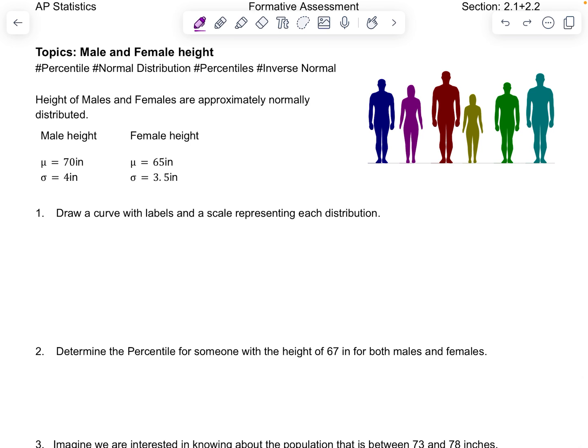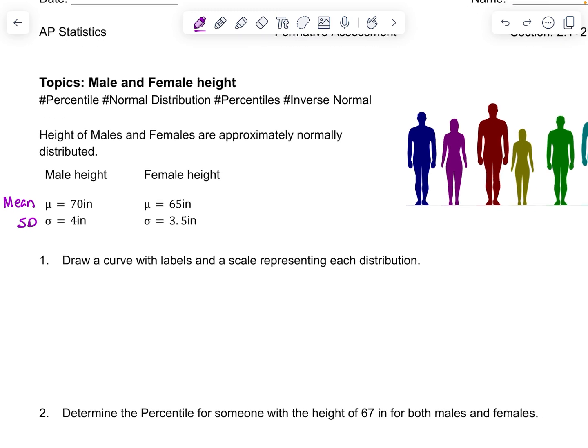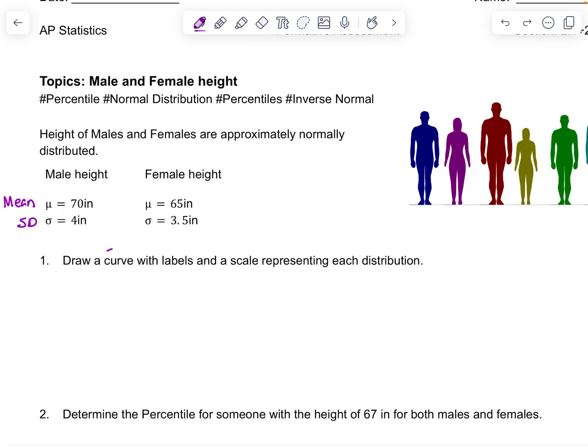So first of all, we're given the mean. Remember, this symbol here represents the mean in statistics, and this represents the standard deviation. What we want to do for the first question is draw a curve with labels and scale representing each distribution. So we want to draw two curves, one for the male and one for the female height. So let's do that.